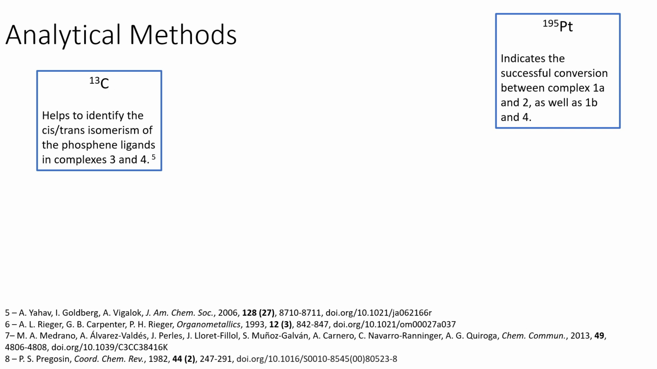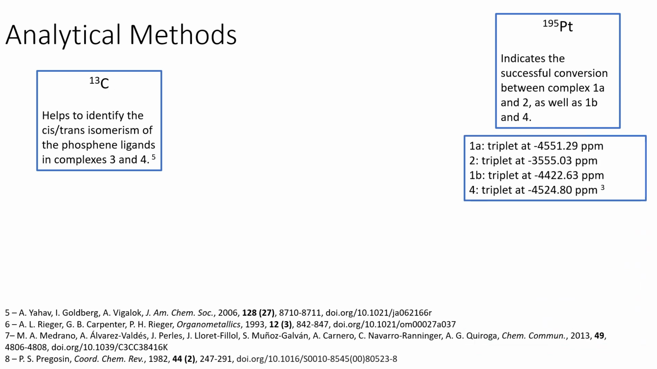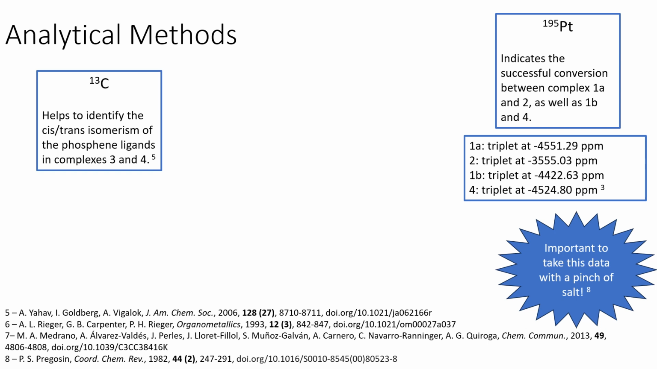195 platinum NMR is used to show the conversion between complexes 1A and 2, as the triplet peak in 1A is substantially lower than that in complex 2, as well as the conversion between complexes 1B and 4, as the triplet peak is slightly lower in complex 1B. However, it is important to note that platinum NMR spectra can vary wildly depending on ligand environment, so take these results with a grain of salt.